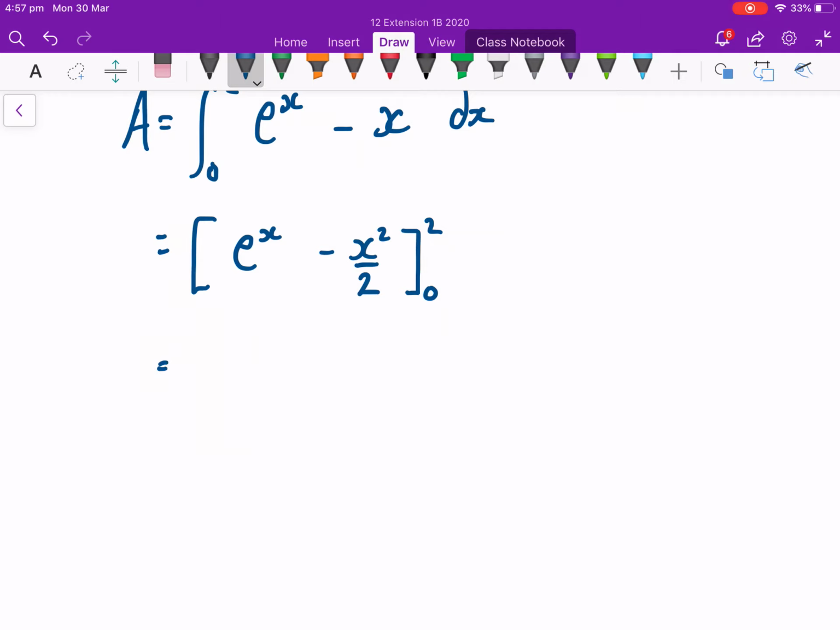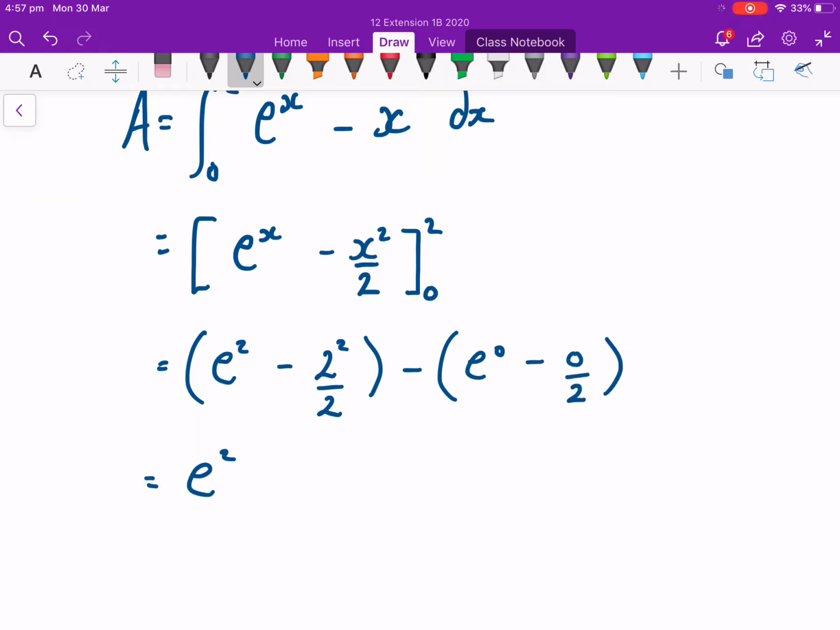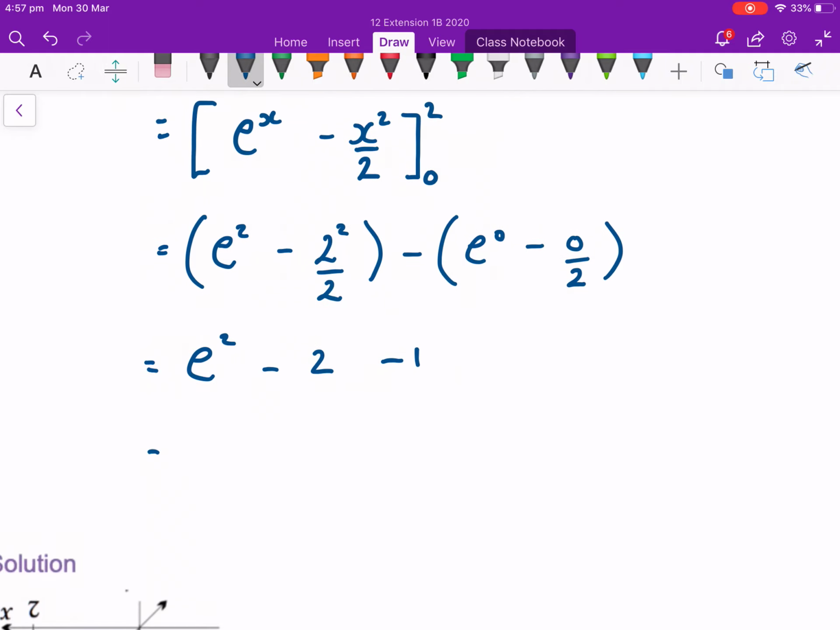And then if we substitute our values in, we end up with e squared minus 2 squared on 2. Now we sub in 0: e to the 0 minus 0 on 2. With e squared, 2 squared is 4, on 2 is 2. And then e to the 0 is 1, so minus 1. So we end up with e squared minus 3 units squared.